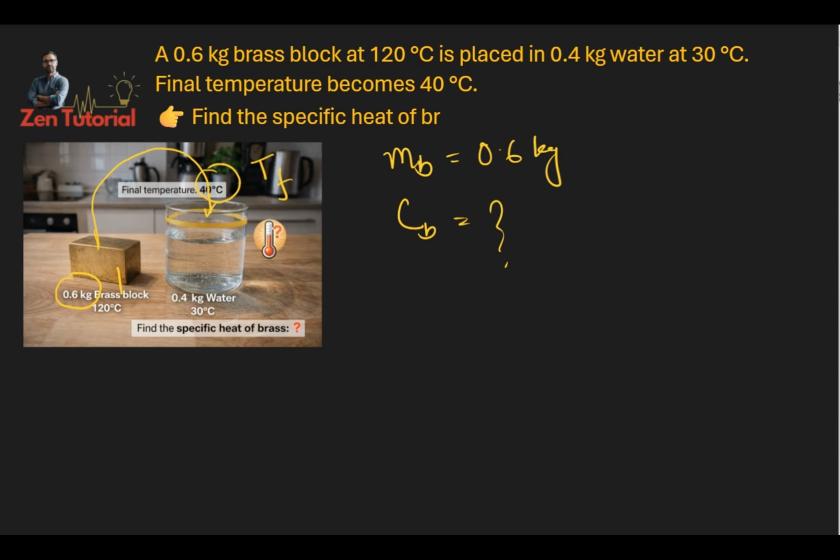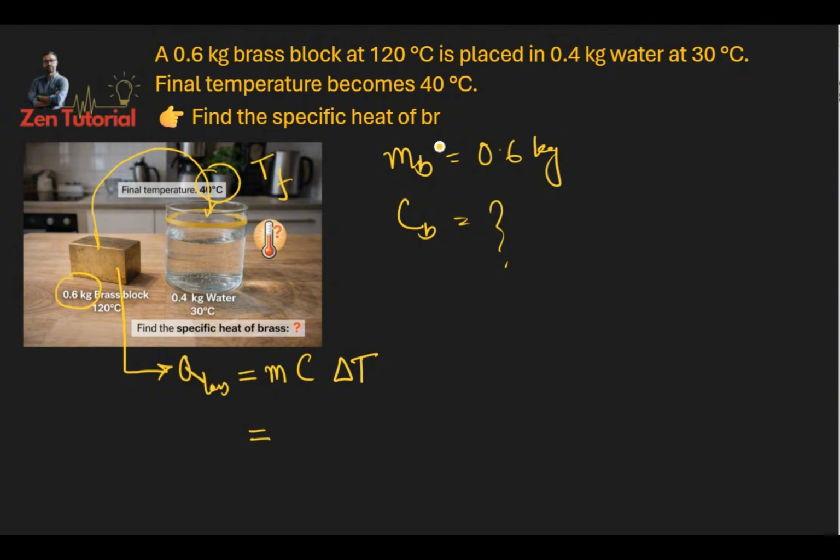So this block is actually losing heat. So heat lost by the brass block is m c delta theta. What will be the value?